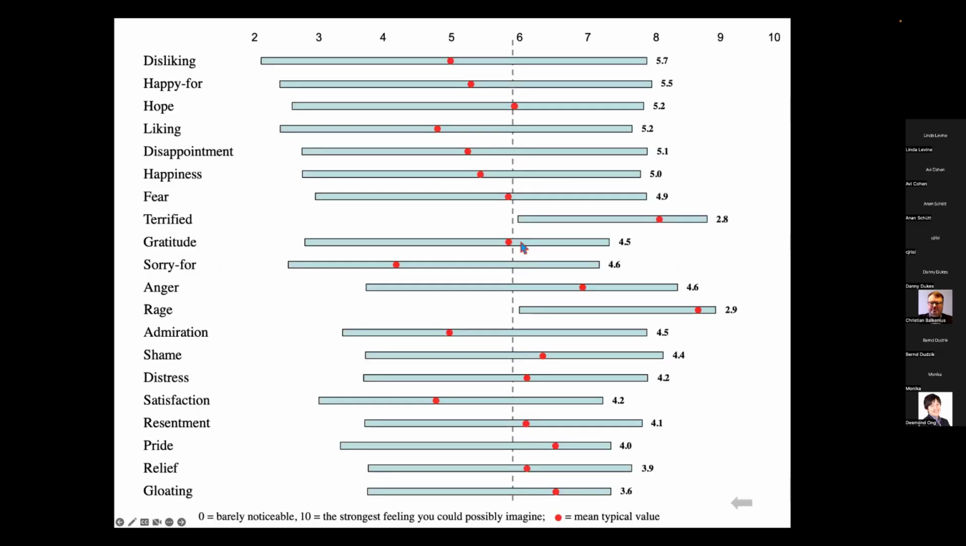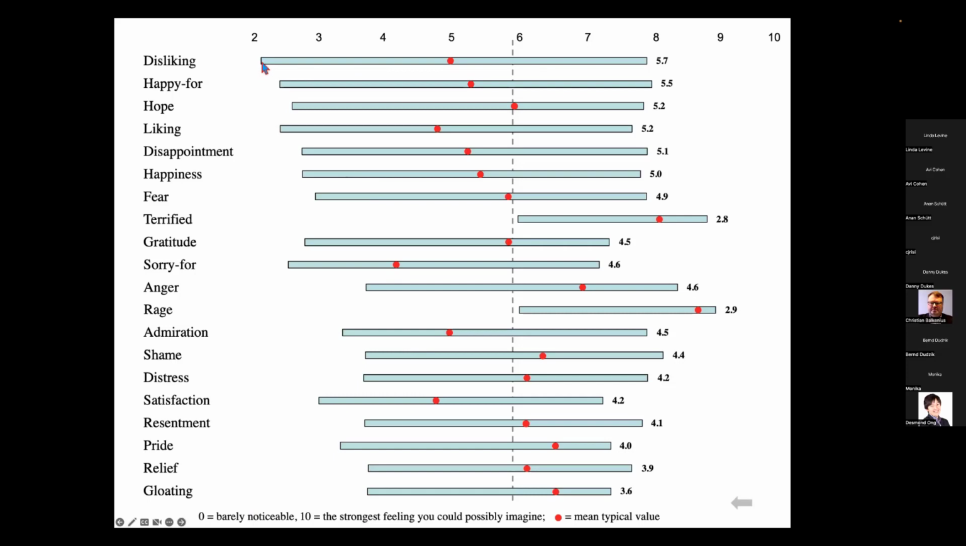So let's just take a look at some old data. It was published in a paper that Jerry Clore and I published in collaboration with our dear friend Nico Frijda. And just very briefly, let me explain what this is. The blue bars represent an intensity range of different emotions. So the range of this disliking emotion is 5.7 on an 11-point scale. The scale ranged from 0, which was barely noticeable, to 10, which subjects were told was the strongest feeling you could possibly imagine. And these are the mean values.